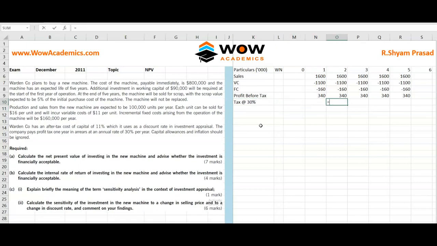But tax is in arrear. So what we'll do, the first year tax is going to be paid in the second year. So we'll take this cell as a reference. But what we'll do, we'll have the 30% number.